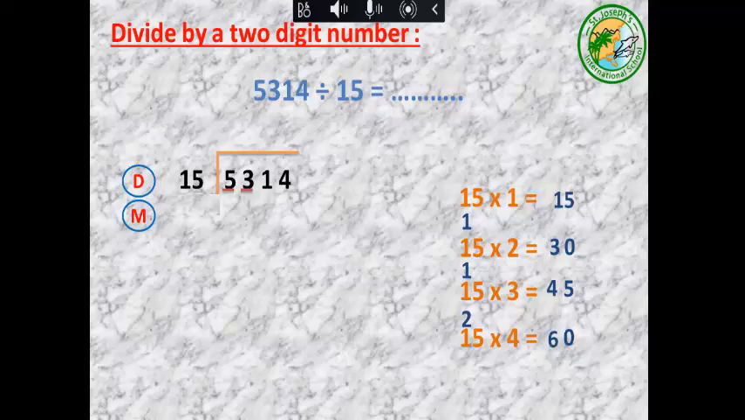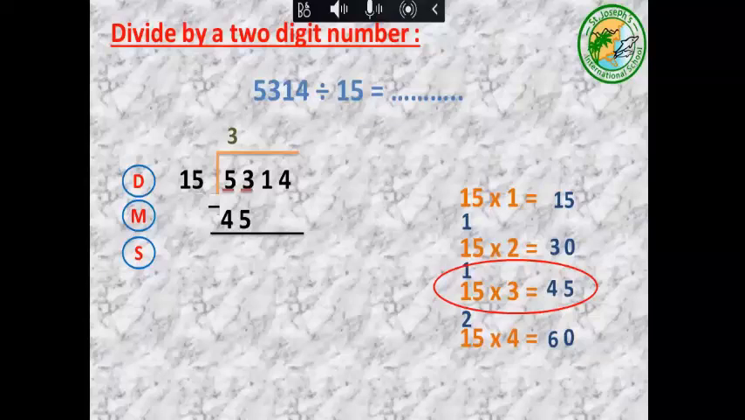So for 53, I will choose the smaller one, 15 times 3 equals 45. I will write 45 down and the 3 up. Then the third step is to subtract. 3 minus 5, it doesn't work, so I will borrow from the next number. It will be 4 and this 3 will be 13. 13 minus 5 equals 8. Fourth step, I will bring down the next number.